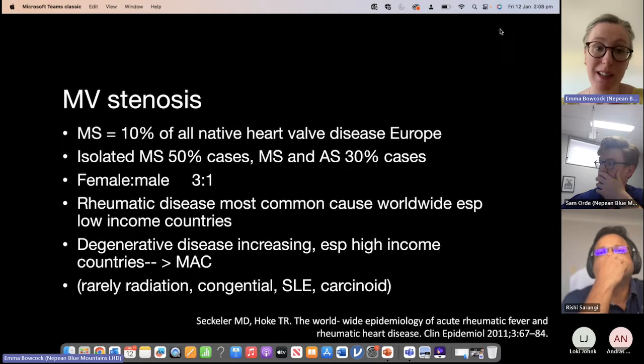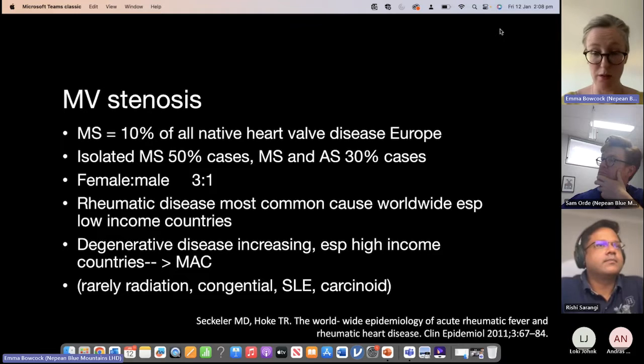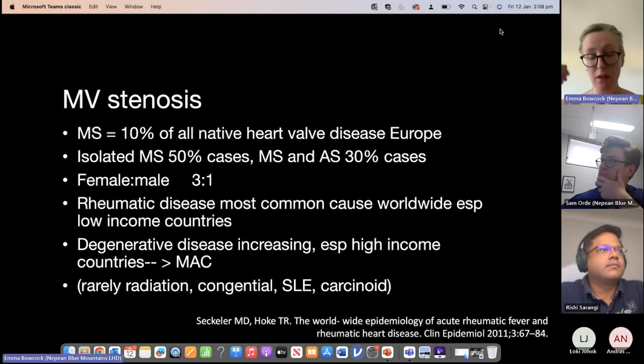Rheumatic heart disease, rheumatic MS, is still the most common cause worldwide. It's decreased in industrialized countries, but it's still an important cause, and of course, especially in low income or low socioeconomic areas, it's quite prevalent. Degenerative disease, so mitral annular calcification, is an increasing cause of mitral stenosis, especially in higher income countries with people living longer, more renal disease, atherosclerosis, diabetes, hypertension, all the risk factors for mitral annular calcification.